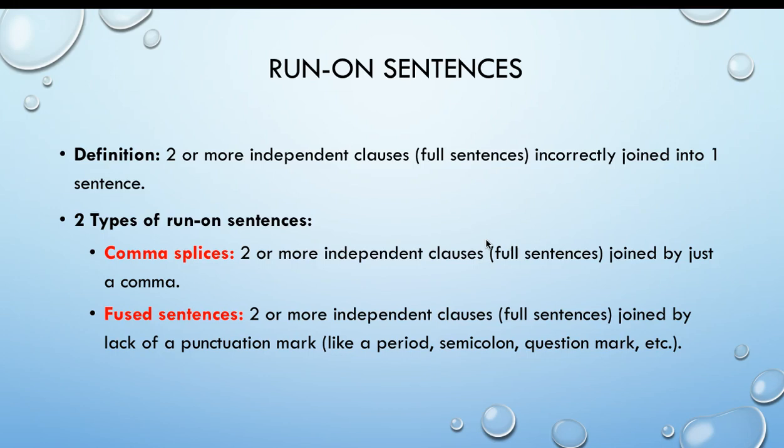Or a fused sentence, where you have 2 sentences that just run into each other without a necessary conjunction or punctuation mark.